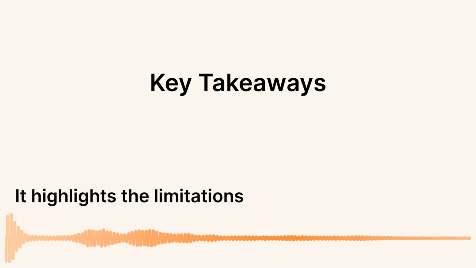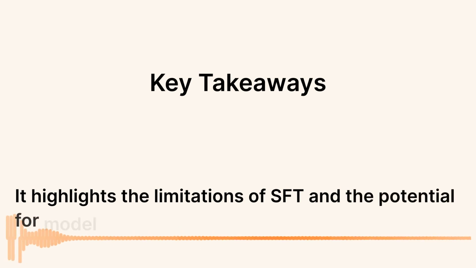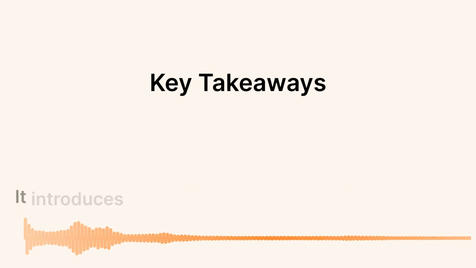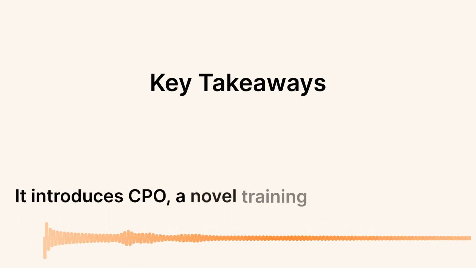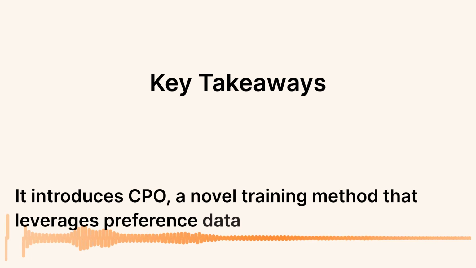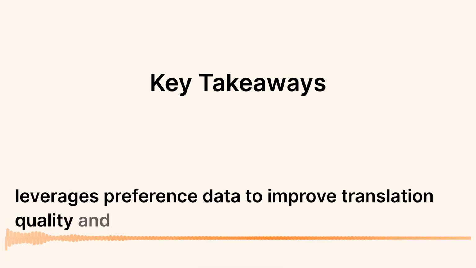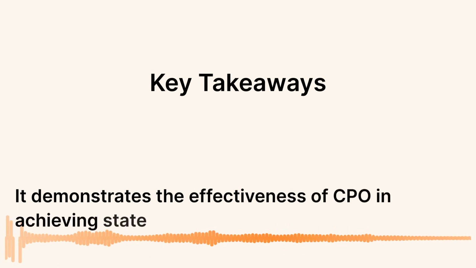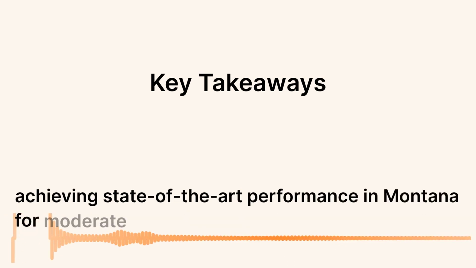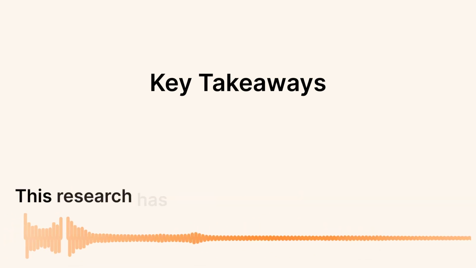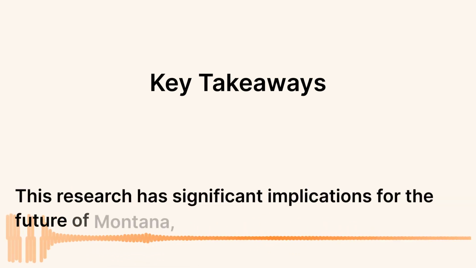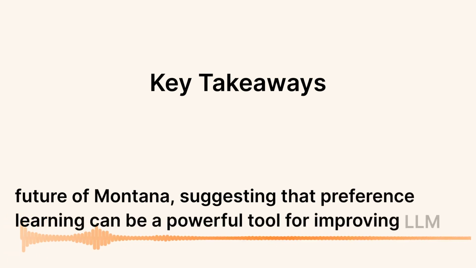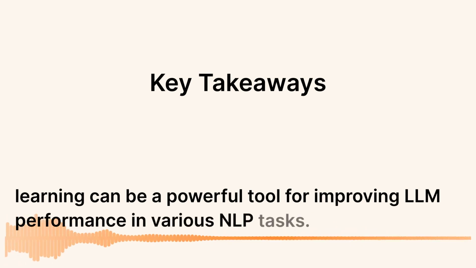This paper makes several important contributions. It highlights the limitations of SFT and the potential for model-generated translations to surpass human-written references. It introduces CPO, a novel training method that leverages preference data to improve translation quality and efficiency. It demonstrates the effectiveness of CPO in achieving state-of-the-art performance in MT for moderate-sized LLMs. This research has significant implications for the future of MT, suggesting that preference learning can be a powerful tool for improving LLM performance in various NLP tasks.